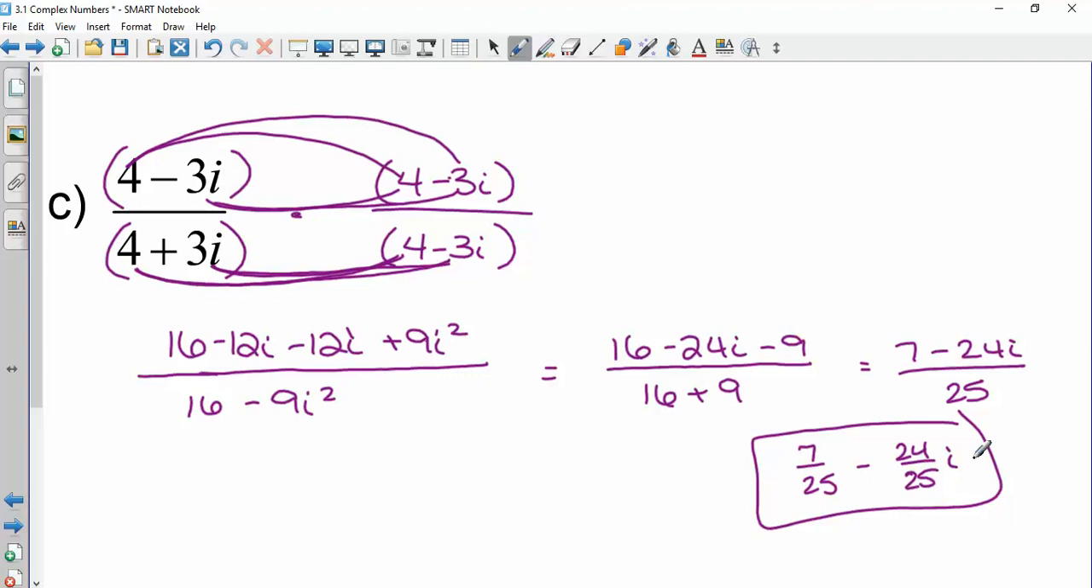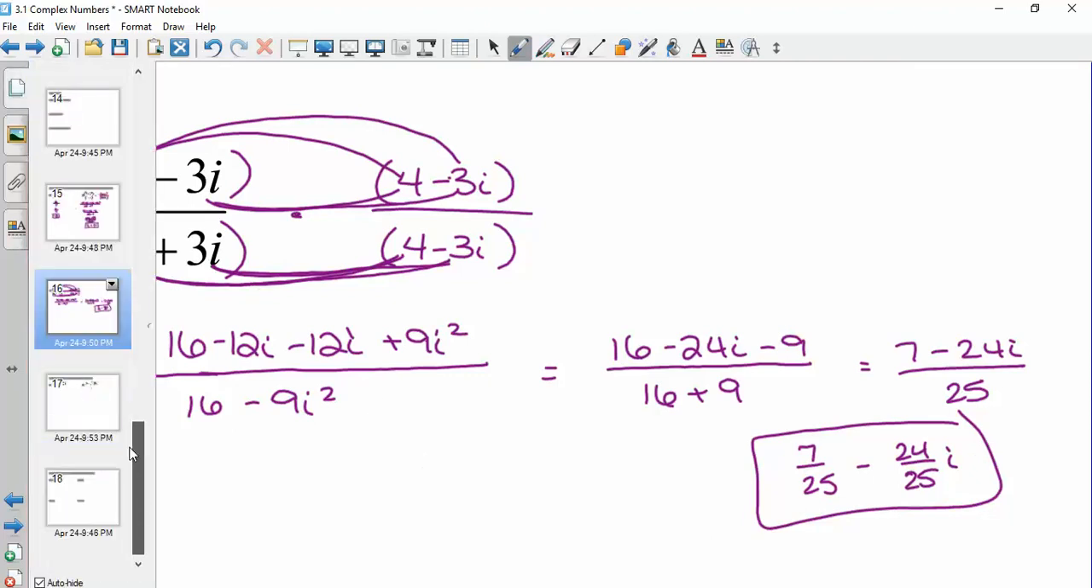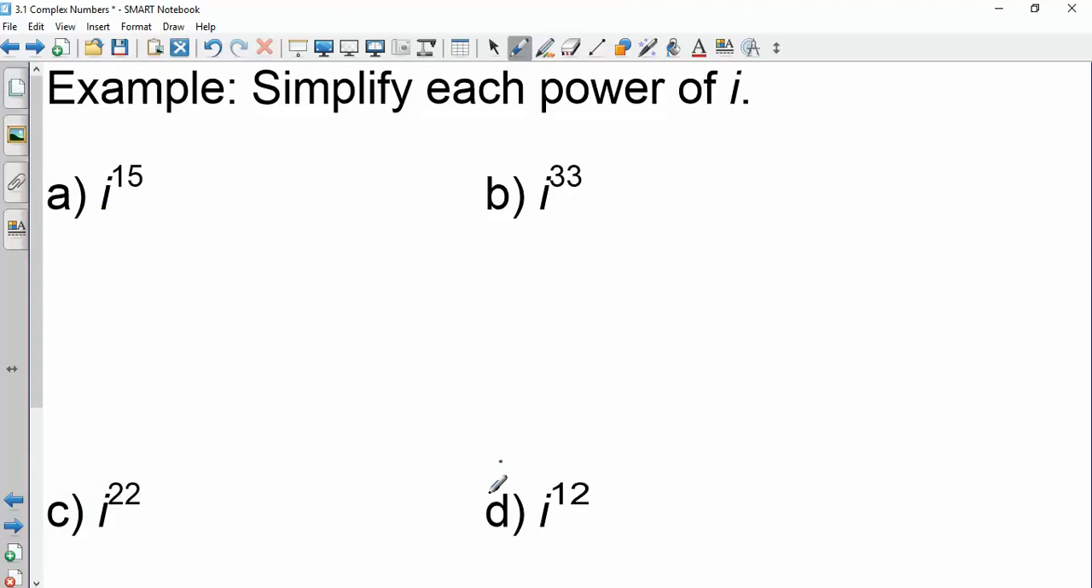There's one last piece I'd like to talk about, and then I will be done. I am going to jump to this one. So we are going to simplify powers of i here. Basically, if I give you i to the 15, that means you have 15 i's multiplied together. But we can always break this down. Let's think about an easier example for a second. If I said i to the 5th, that means you have 5 i's.